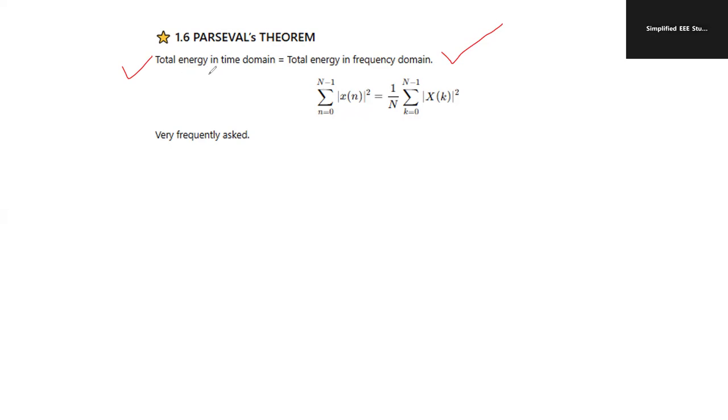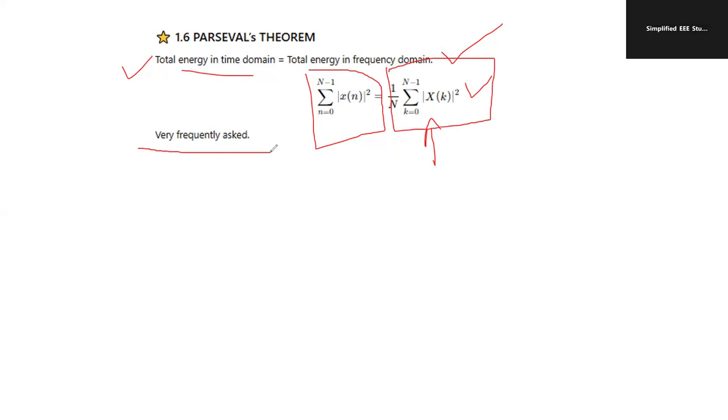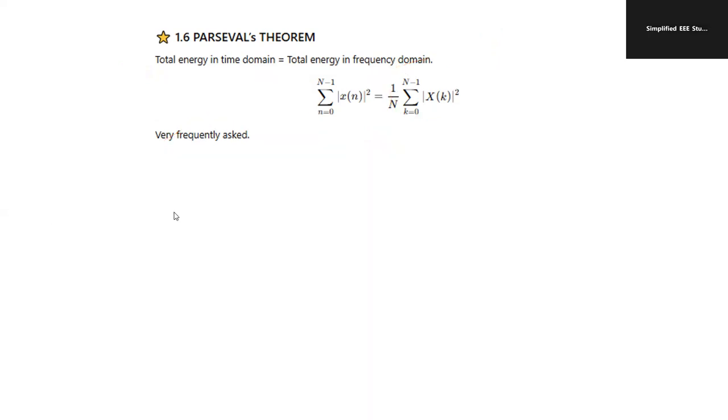So basically, we can write the energy of the signal in the time domain as sigma n equals 0 to N minus 1 of modulus of x of n the whole square. If you express the same thing in the frequency domain, that is equal to 1 by N into sigma k equals 0 to N minus 1 of modulus of X of k the whole square. However, we can say that energy in the time domain will be equal to energy in the frequency domain. So this statement can be used for validating Parseval's theorem. It is one of the most commonly asked questions in the university examination. I have referred to various question papers and came to know that Parseval's theorem is very, very important.